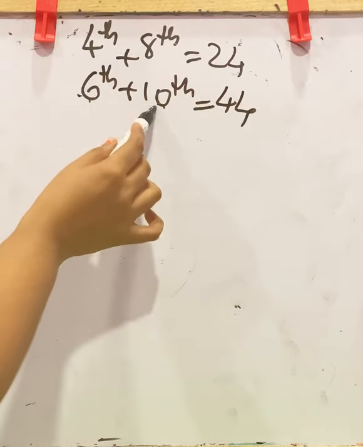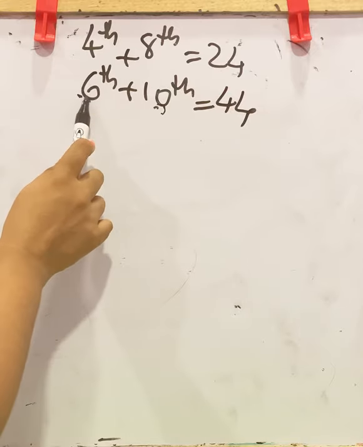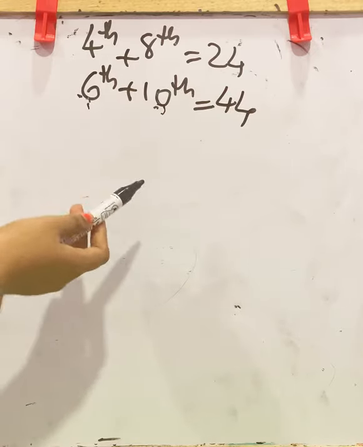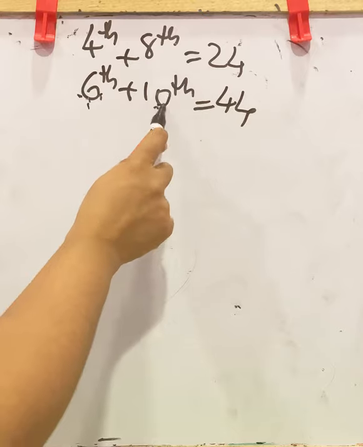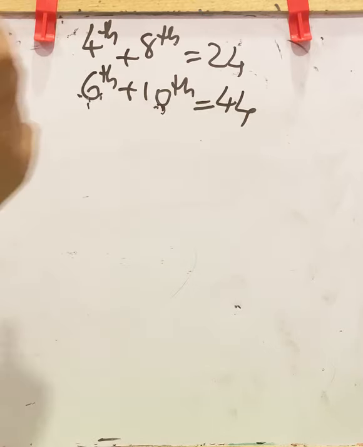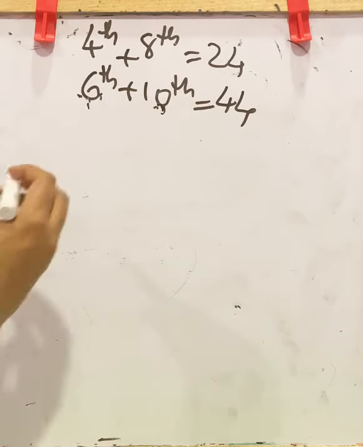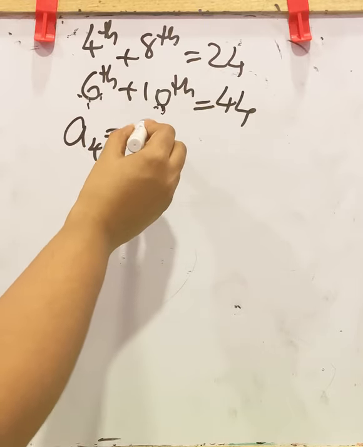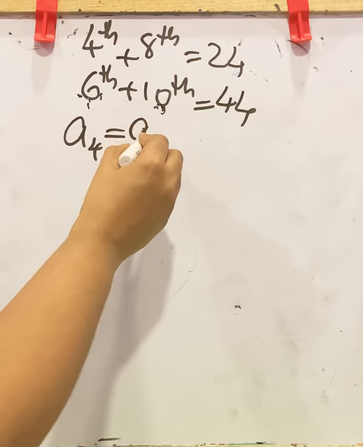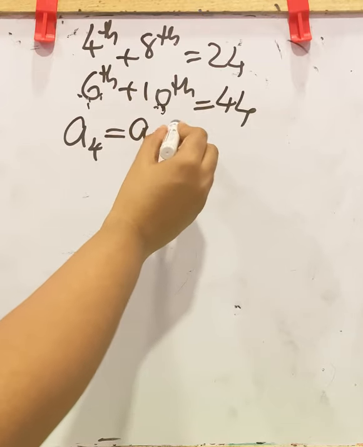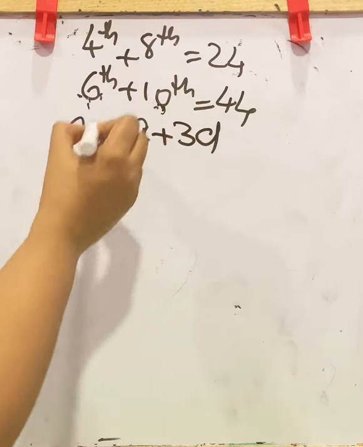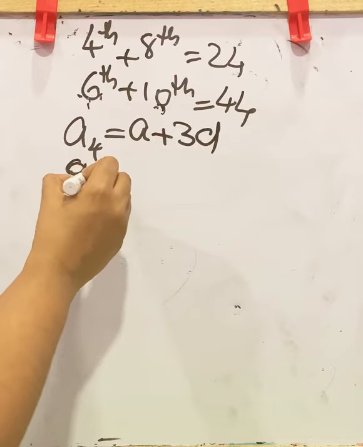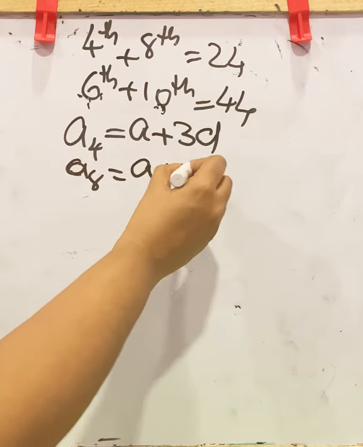Here this is not the value, this is the position. In this position we have some other number, and that number plus this position's number, the result is 44. So here A4, from the first condition, A4 equals A plus (n minus 1) into D, that is A plus (4 minus 1) which is 3D. And here the 8th term means A8 equals A plus 7D.